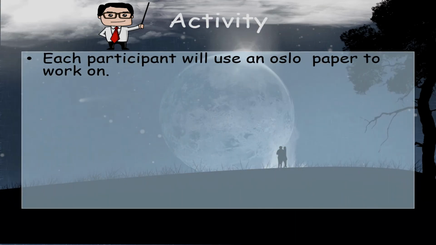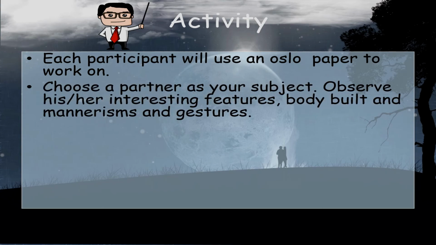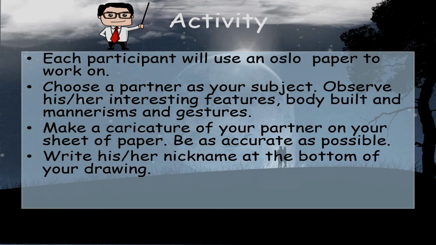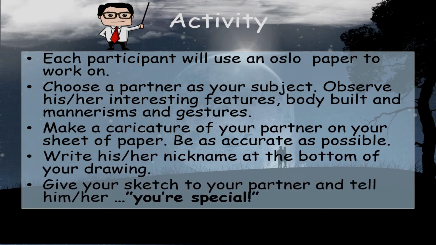Each participant will use an Oslo paper to work on. Choose a partner as your subject. Observe his or her interesting features, body build, and mannerisms and gestures. Make a caricature of your partner on your sheet of paper. Be as accurate as possible. Write his or her nickname at the bottom of your drawing. Give your sketch to your partner and tell him or her you're special.